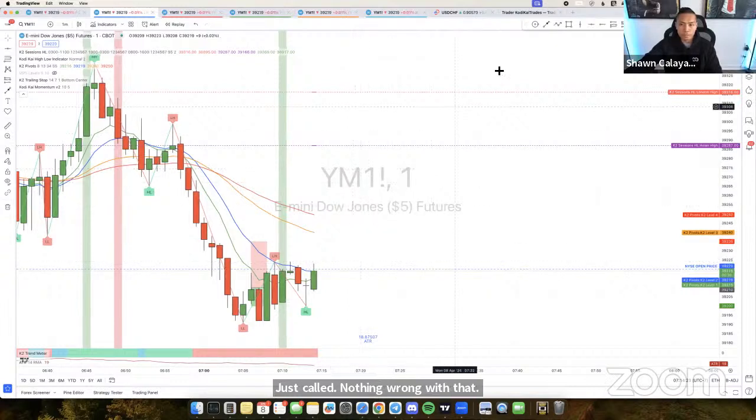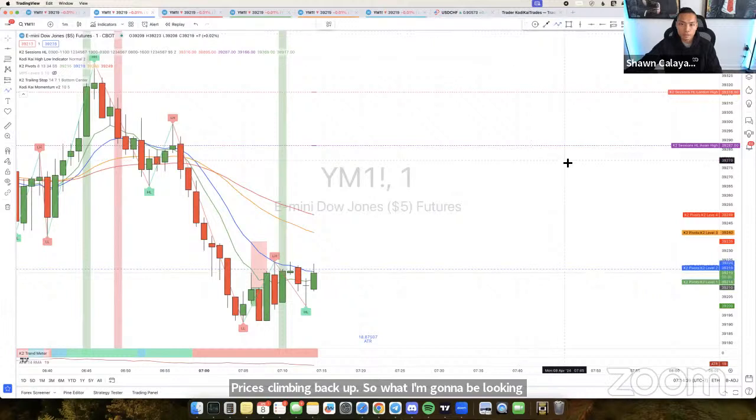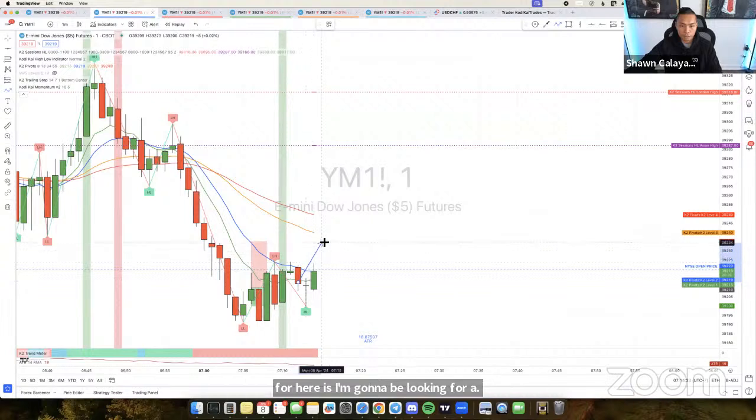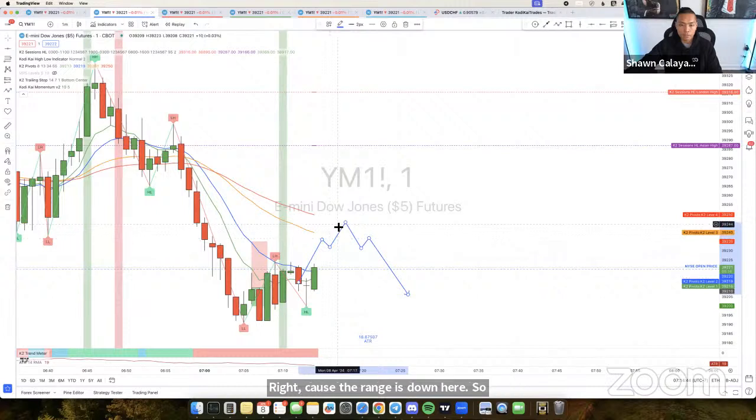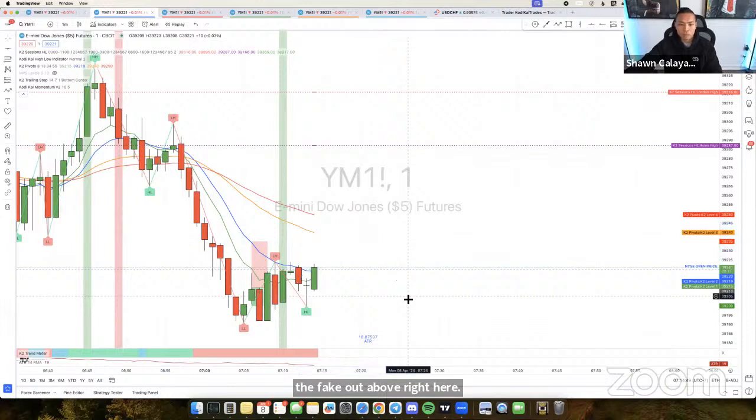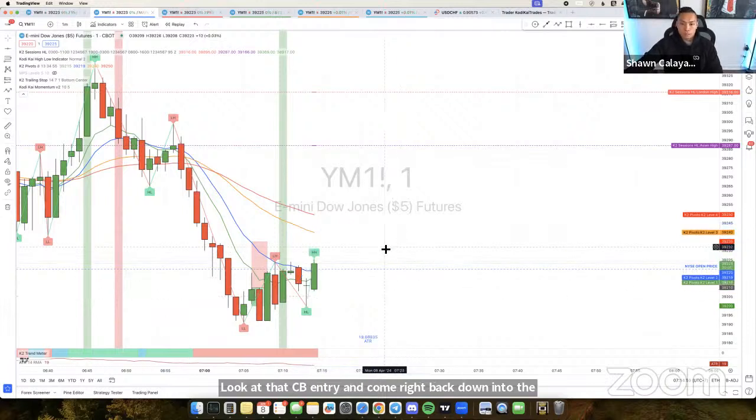Price is climbing back up. So what I'm going to be looking for here is a CV entry. I'm looking for price to push up right here, establish a high, and come back down into the range. Right, because the range is down here. So I'm looking for the fake out above right here, look for that CV entry, and come right back down into the range. So it's got to sit tight.